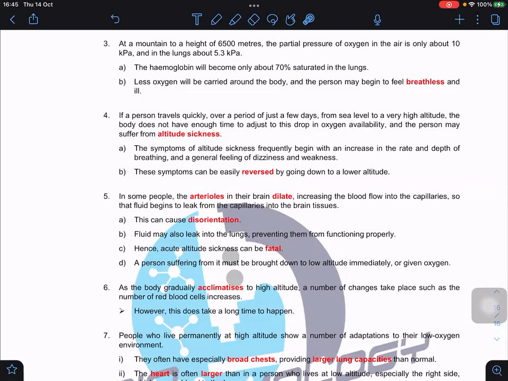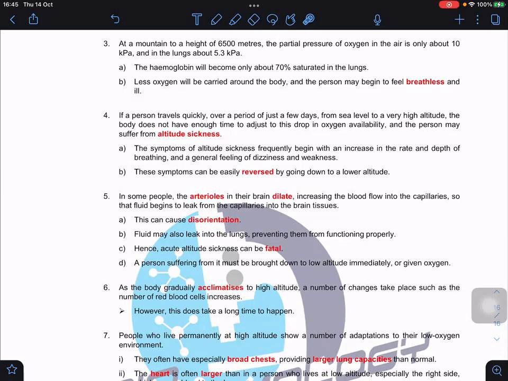So with the lack of oxygen carried around the body, the person starts to feel breathless already. If a person travels quickly, over just a few days, from sea level to very high altitude, they may develop what we call altitude sickness. So what actually happens during this period of time? Because your body, your tissues cannot receive sufficient oxygen, the blood actually moves slower in the capillary, and it will cause dilation of the arteriole to give more blood.